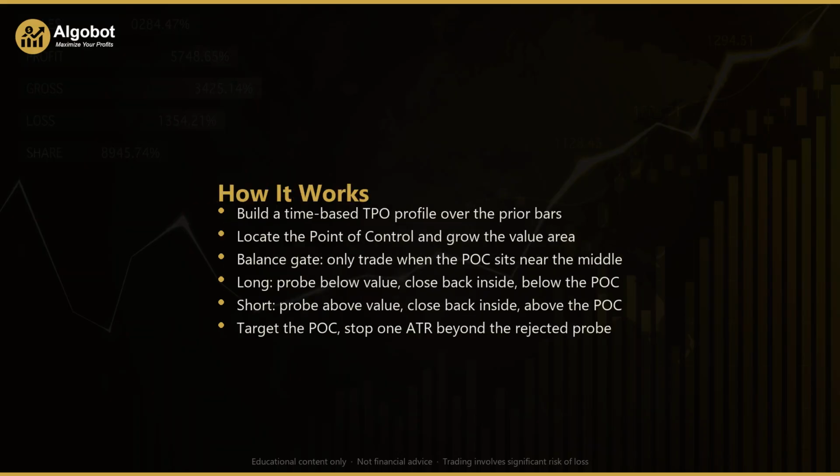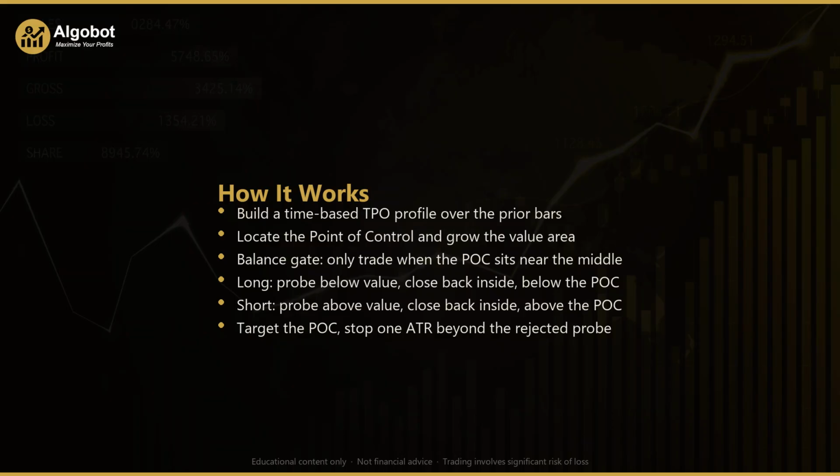Let's walk through the exact logic step by step. On each newly closed bar, the EA first checks that it has enough history, that no position is already open for its magic number, and that the current spread is not too wide. Then it builds the profile. It scans the window of closed bars before the signal bar to find the highest high and the lowest low. That range is divided into equal price buckets. Each bar then deposits one time unit into every bucket its high to low range touches. The bucket with the most time units becomes the point of control, the fairest, most visited price.